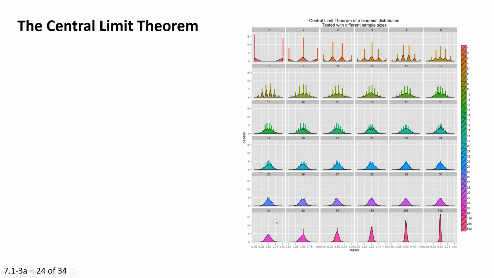That's the central limit theorem, or at least the first part of it. And then notice as we start to get larger here, it stays normal, but it gets skinnier. The standard error gets smaller and smaller.